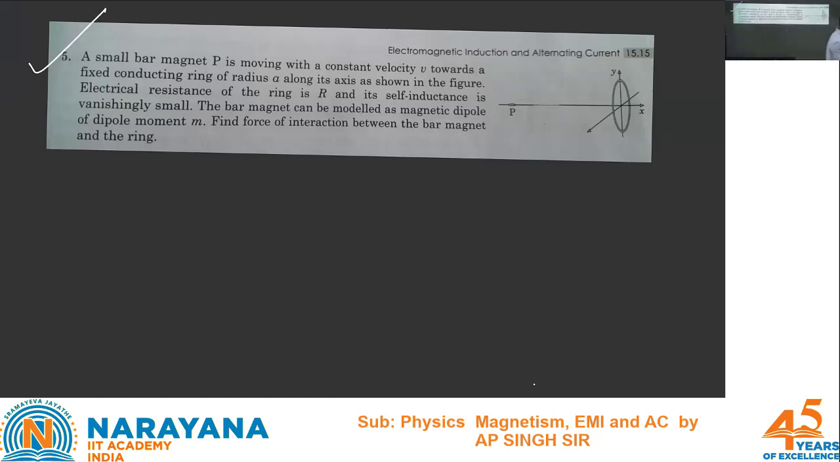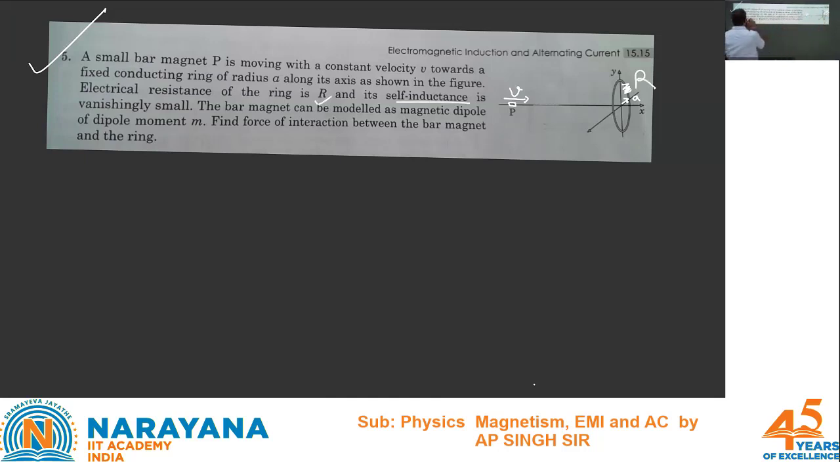Actually, he gave a small magnet, a bar magnet. So there is this small magnet here, and it is moving with a constant velocity v towards a fixed conducting ring of radius a, in the YZ plane. Now, the electrical resistance, note everything carefully. The resistance of this ring is given as capital R, right?